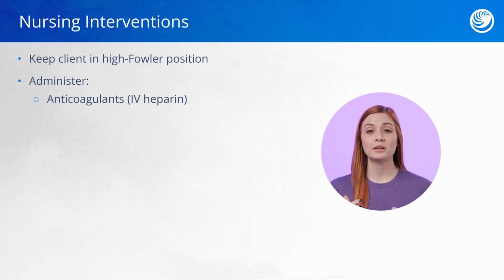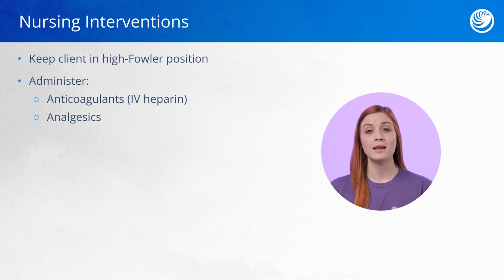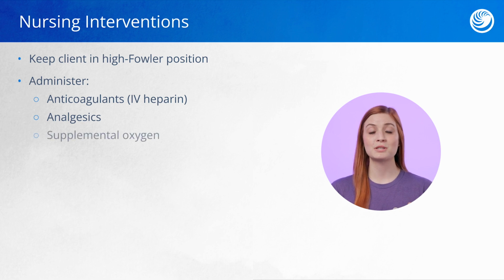Like we mentioned earlier, these clients may be having pain with breathing, so we can administer analgesics to help with pain. Additionally, analgesics such as morphine are going to decrease the workload of the heart and help increase perfusion. We can also administer supplemental oxygen as needed for the client.